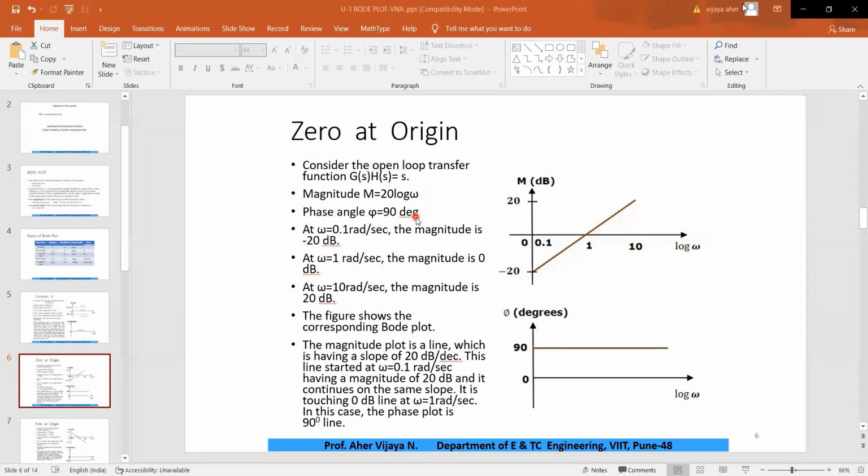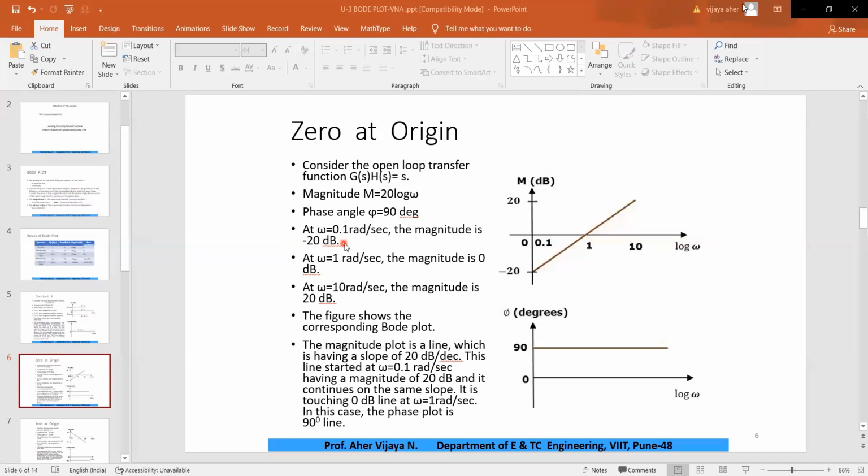Now let us see how to calculate that magnitude. So you have the equation for magnitude, M is equal to 20 log of omega to the base 10, right? Now put omega equal to different values. Since it is a logarithm scale, initially omega is equal to 0.1. So put omega equal to 0.1, then omega equal to 1, then omega equal to 10, 100 and so on. You will get the magnitude plot, right?